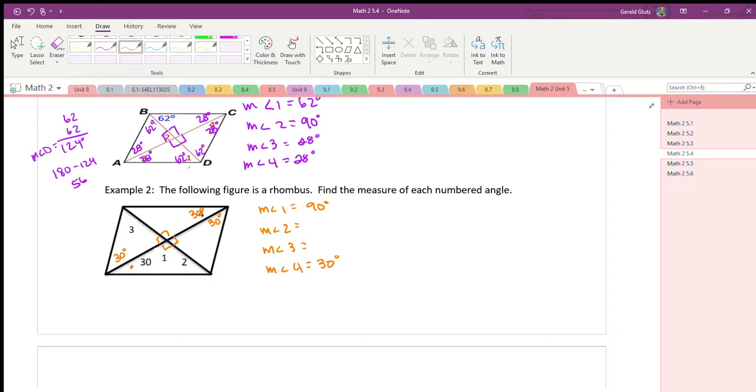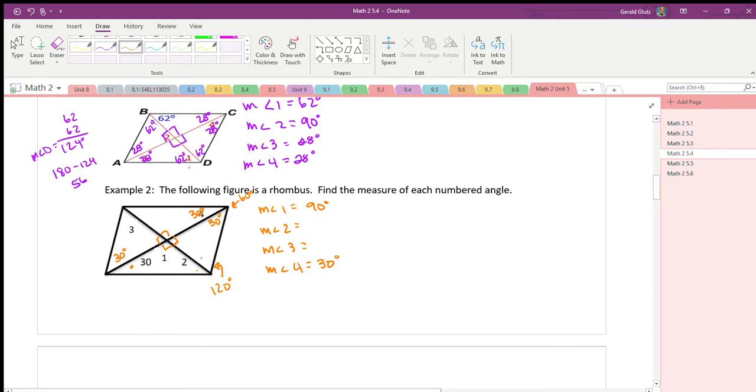To figure out angle 2 and angle 3, we know that consecutive angles have to be supplementary. So this entire angle right here is 30 and 30, so this entire angle is 60 degrees. If this angle is 60, this one has to be supplementary with 60. So this entire angle will be 120 because 120 plus 60 is 180.